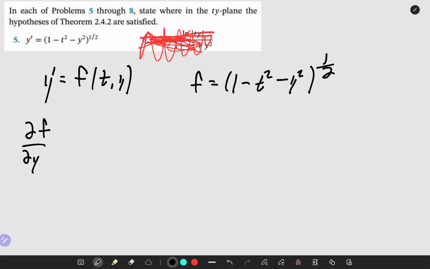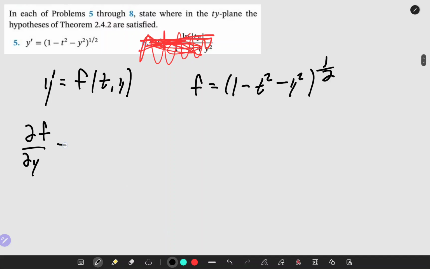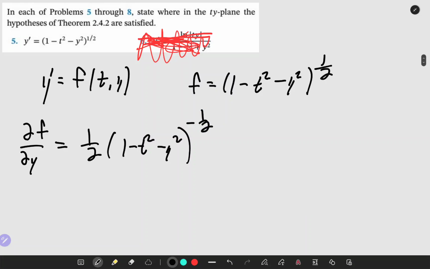So let's look. We have the partial derivative of this function here. So we're going to do the chain rule. We take out the 1/2, right, times the inside. That's 1 minus t squared minus y squared, to the negative 1/2, subtract 1. And then we're going to multiply by the inside, but it's only with respect to y. We only look at the y term, right? So this is just going to be negative 2y, the derivative of that term.